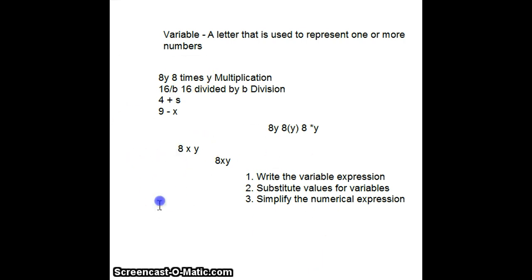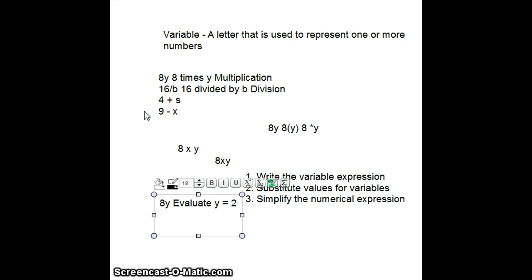So for instance, if we take our expression of 8y and we want to evaluate that expression when y equals 2, well, we've already written our variable expression, 8y. Now we substitute our values for our variables. So now we have 8 times 2. Simplifying the numerical expression gives us a total of 16. That is all that I mean by evaluating the expression.